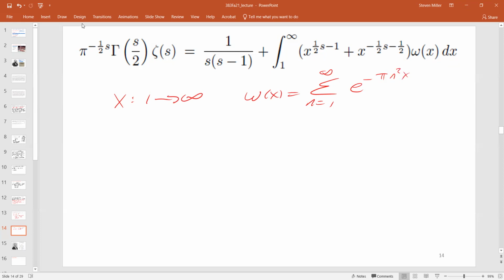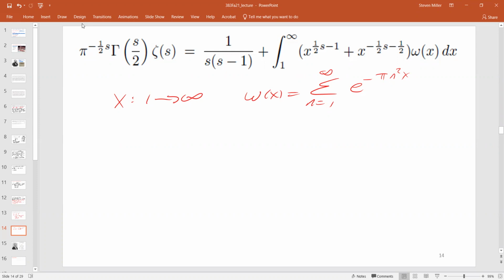For what values of s will this converge? So for an integral, I have two potential pitfalls that can stop it from converging. One is that it might not decay fast enough as I go to infinity. And the second is there might be a point where it blows up. Does x go all the way down to 0? No, x goes from 1 onward. So there's no danger of things blowing up.